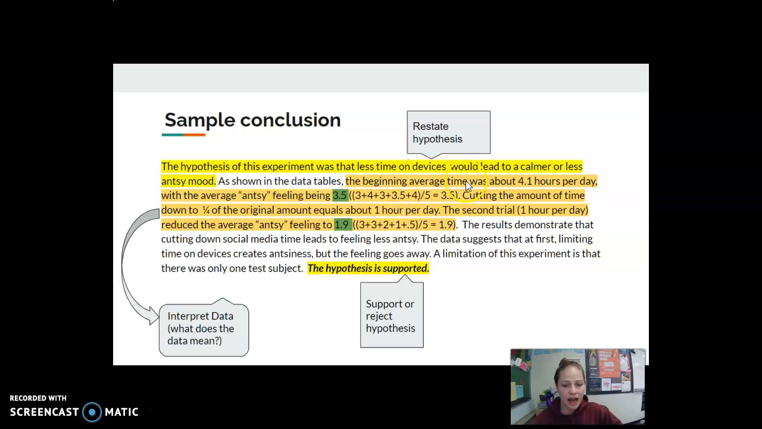So in the beginning, the average time spent on devices was 4.1 hours a day. The average antsy feeling during that trial was 3.5. Okay, so above where we want it to be. So we cut the amount of time down to about an hour a day, and then we did a second trial of 1 hour per day, and that antsy feeling reduced. So we got it to reduce from 3.5 to 1.9. That's good. Okay, it decreased. That's what we wanted: changing something produced a different result.